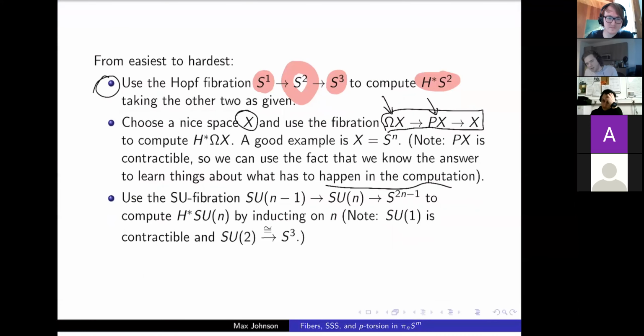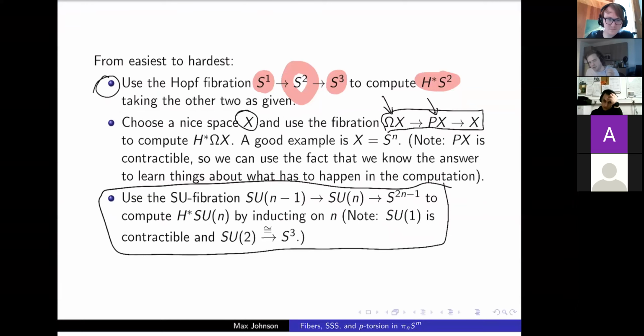Finally, use induction and the fibration I mentioned earlier to fully compute the rings H star SUN. As a trick, SU1 is contractible and SU2 to S3 is a homeomorphism, which allows the base case to be easy.